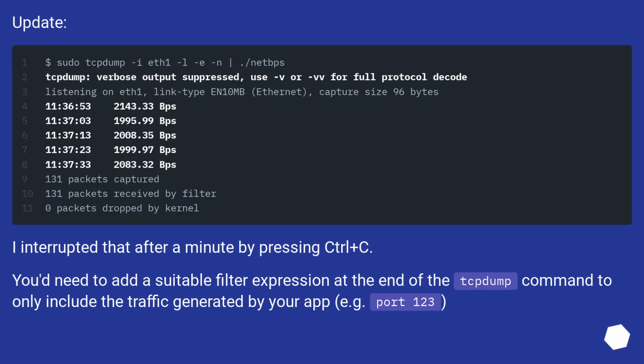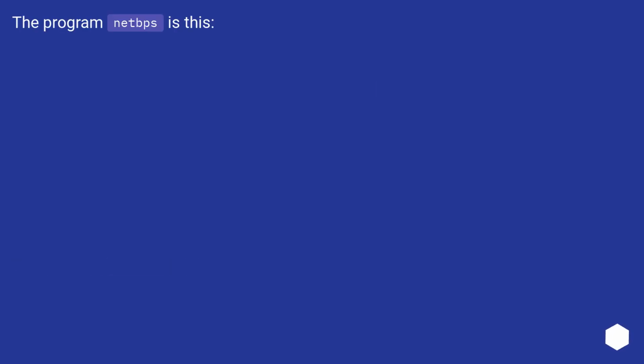Update. I interrupted it after a minute by pressing Ctrl+C. You need to add a suitable filter expression at the end of the tcpdump command to only include the traffic generated by your app, for example, port 123. The program neps is this.